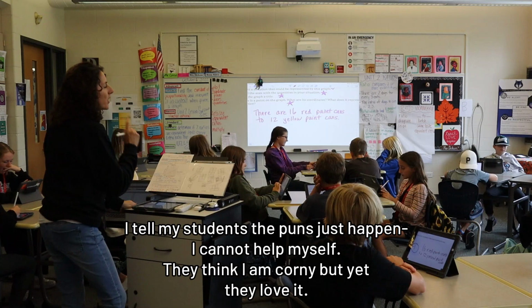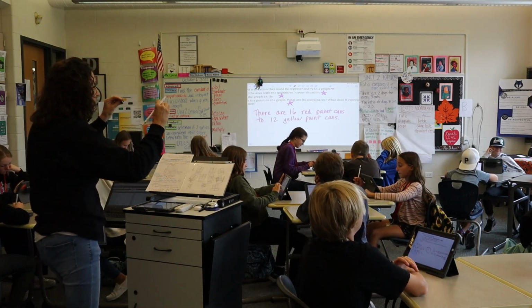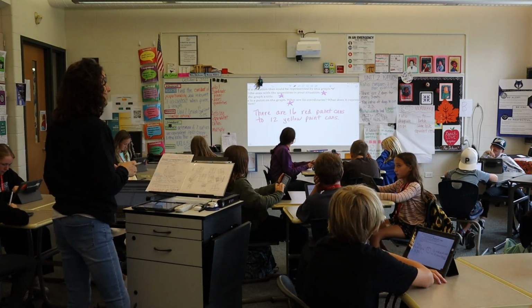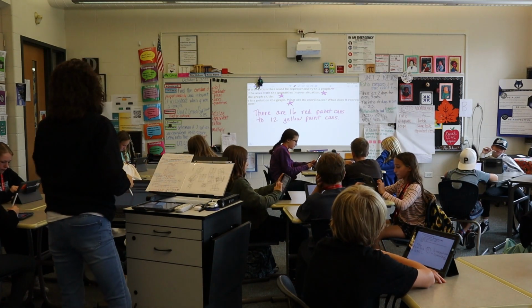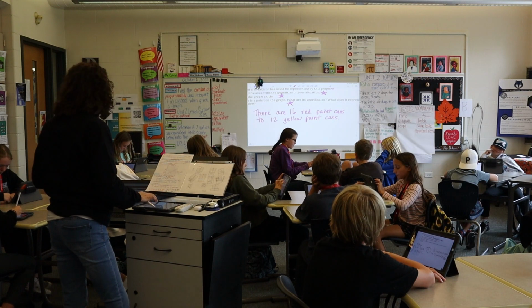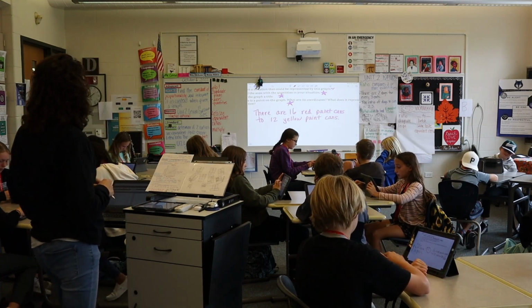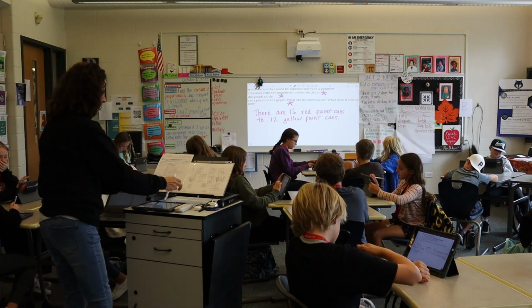Okay, so at this point though, you should be able to look at an ordered pair and describe what the X and Y mean in the situation. Can you do that? Because we need that going forward into our next part. There are 16 red paint cans to 12 yellow paint cans.